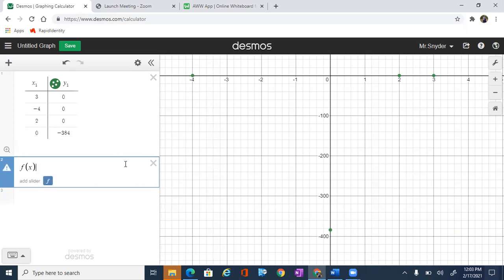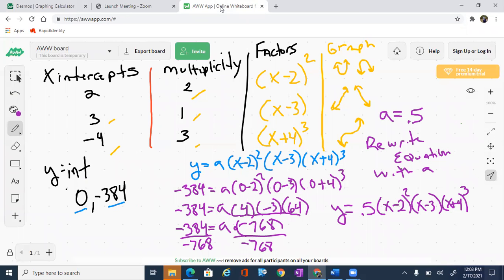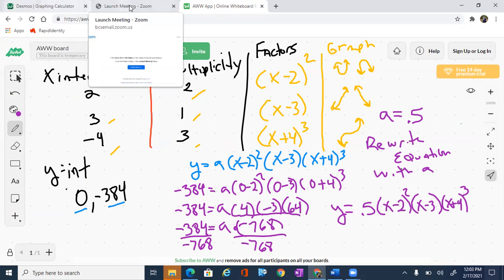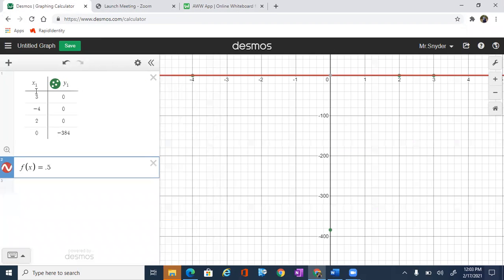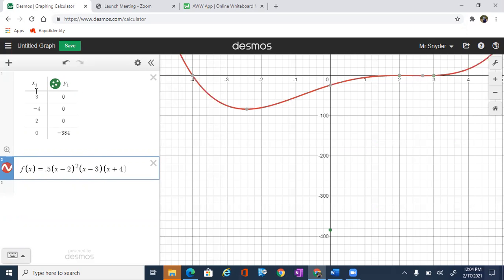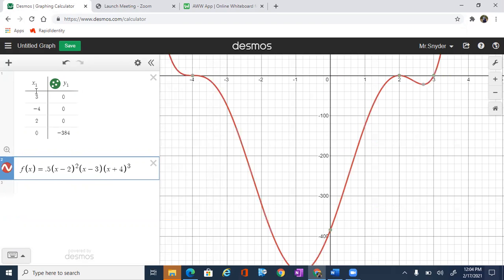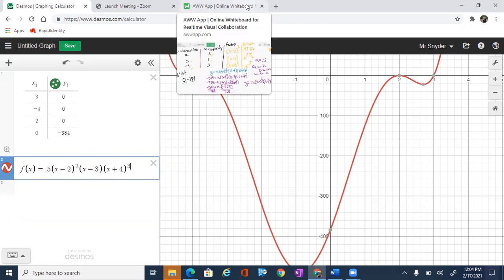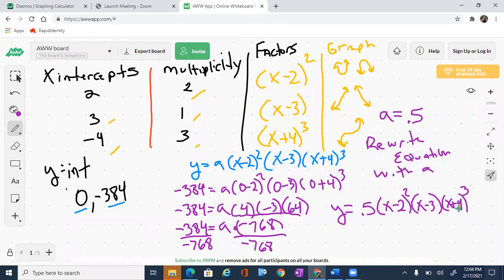Let's call it f of x equals 0.5. And let's go back through here, type it in: x minus 2 squared, x minus 3, and x plus 4, close parentheses, and I'm going to cube that. Now, let's just revisit that real quick. X minus 2 squared, x minus 3, and x plus 4 cubed.